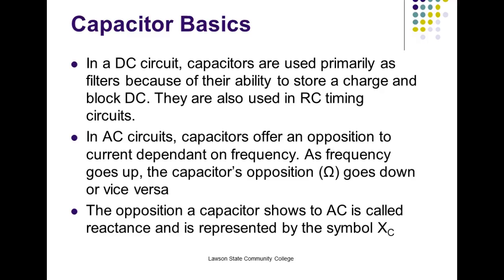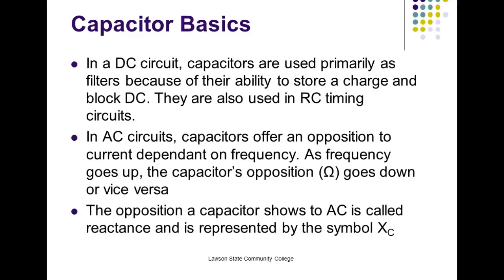In a DC circuit, a capacitor is used primarily as a filter because of its ability to store a charge and block DC. They're also used as RC timing networks. In AC, capacitors offer an opposition to current depending on the what? Frequency. As frequency goes up, the capacitor's opposition goes down, and vice versa.